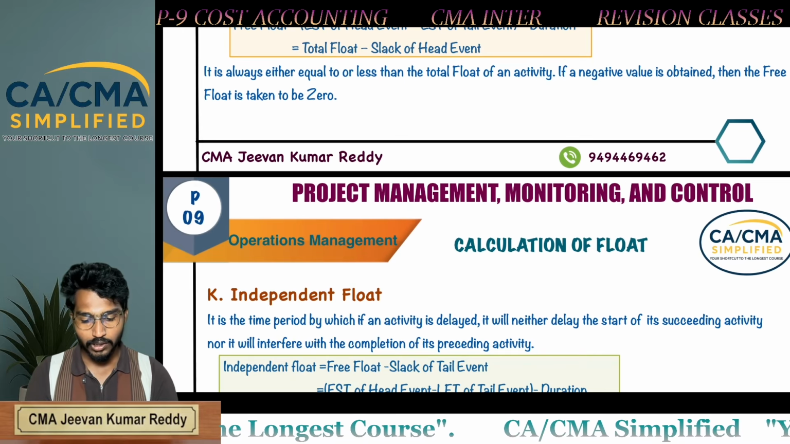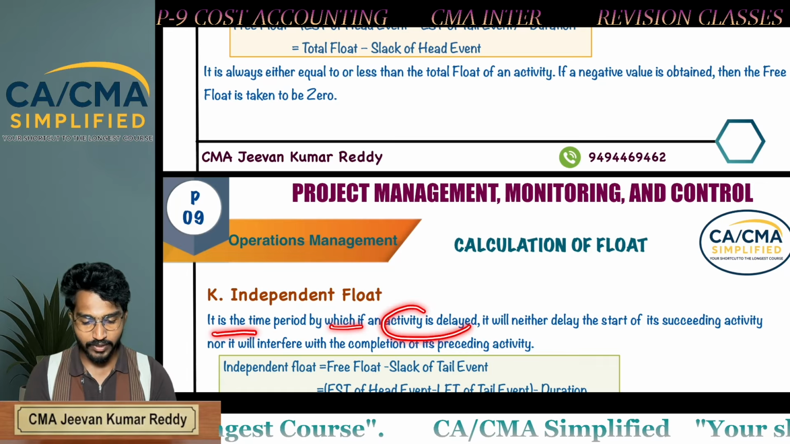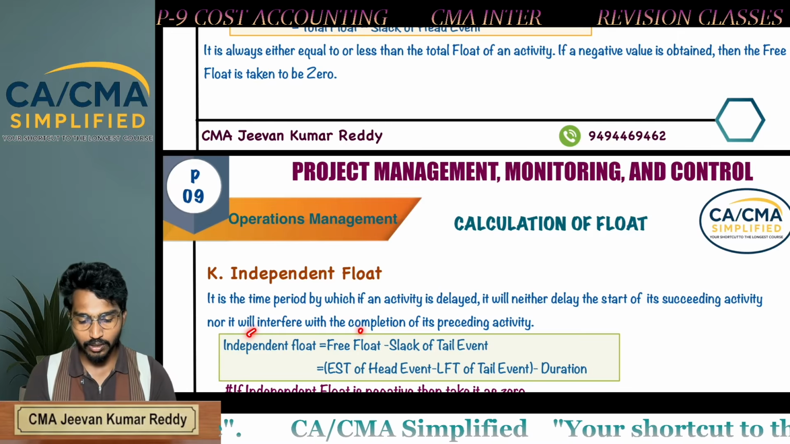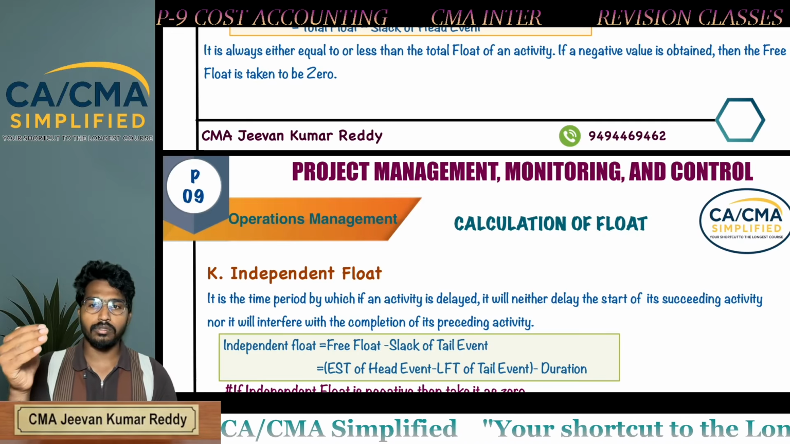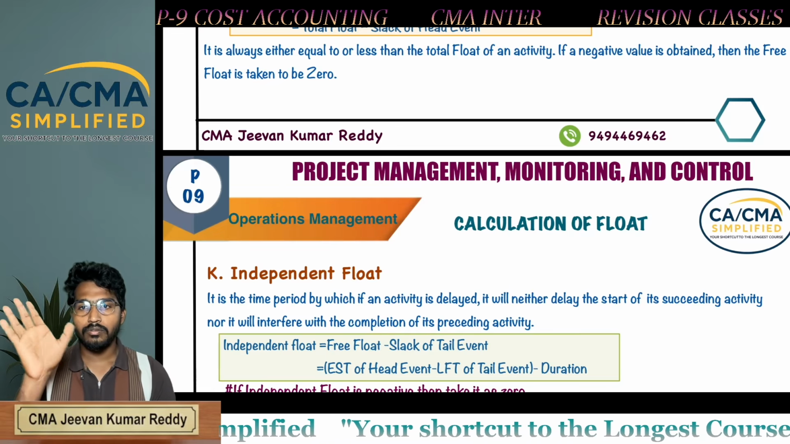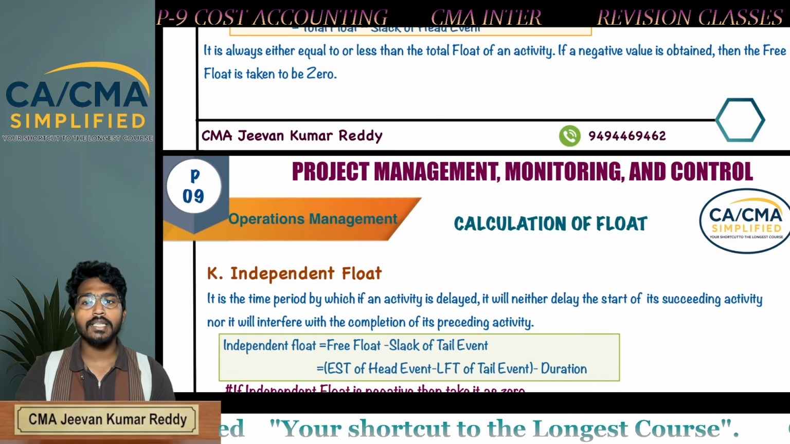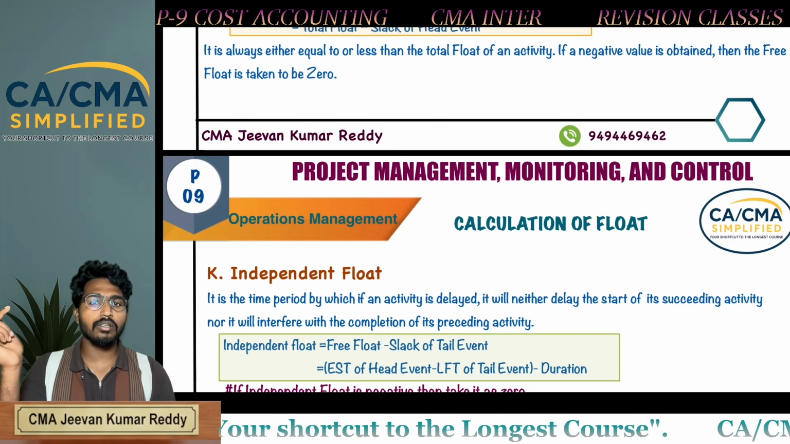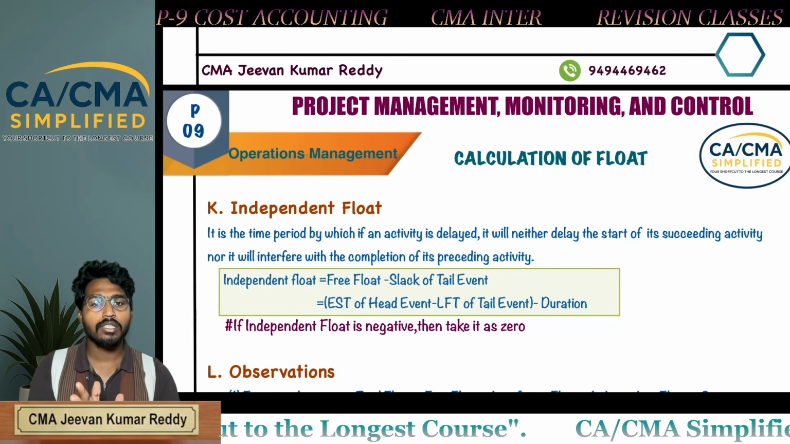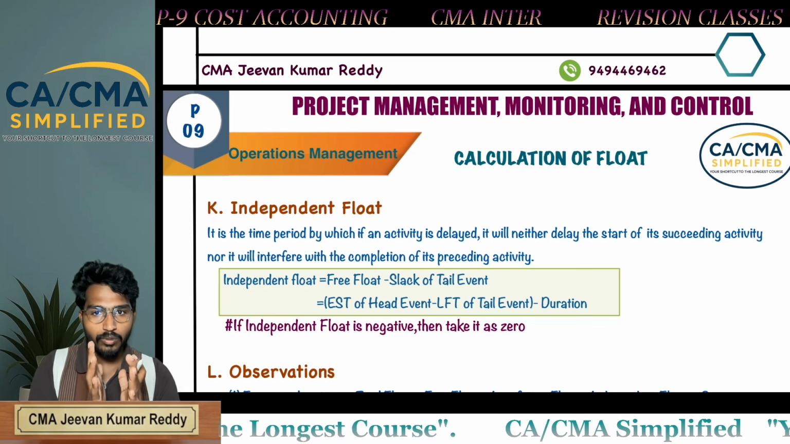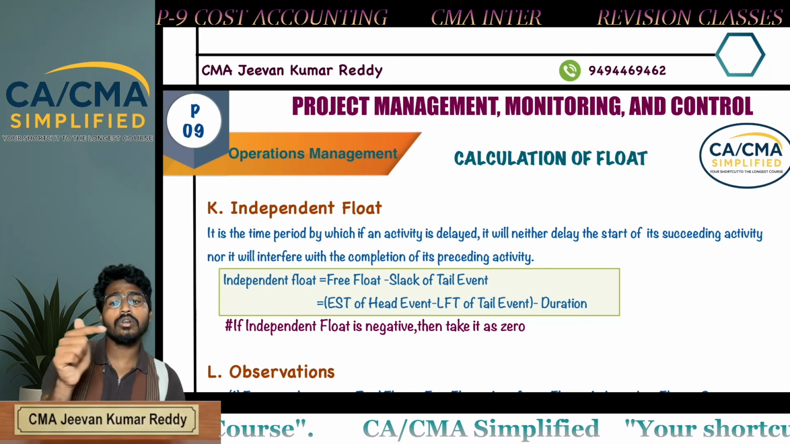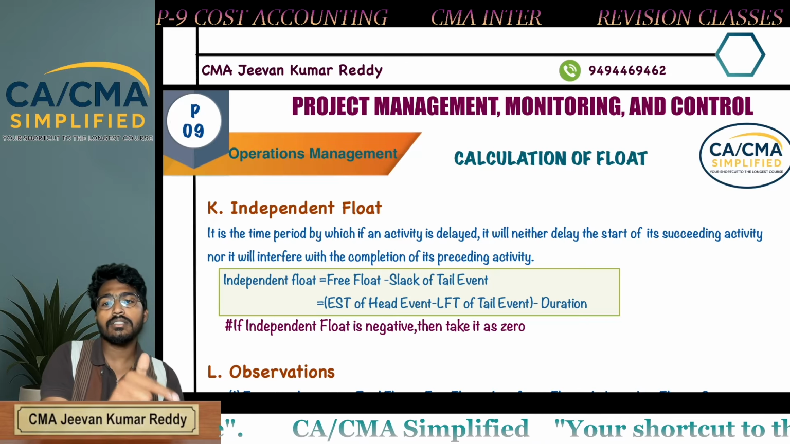So what is independent float? It is the time period by which if an activity is delayed, it will neither delay the start time of the succeeding activity nor interfere with the completion of the preceding activity. So total float can interfere in the succeeding activity or in the preceding activity. Free float will interfere only in the preceding activity. It is not allowed to interfere in the succeeding activity start time. But independent float you can restrict to your own time only. You are not allowed to interfere in the preceding activity completion time and you are not allowed to interfere in the succeeding activity start time.